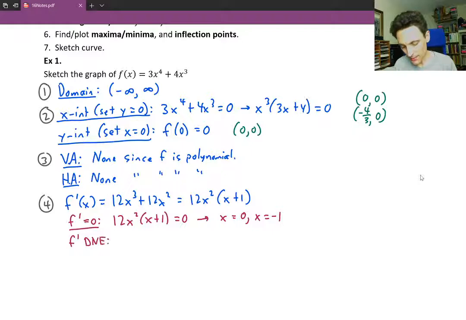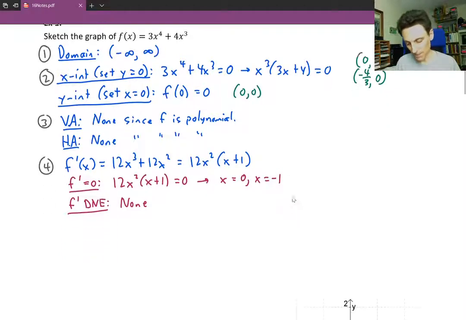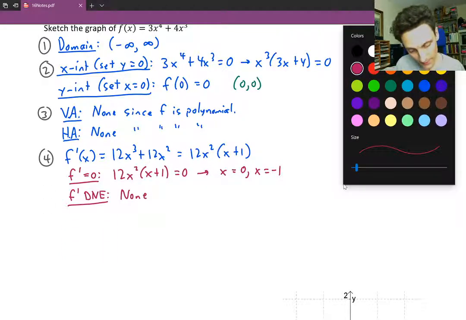Then we'll check to see if there are any places where the first derivative does not exist. And there aren't really any places where that happens because this is a polynomial for the first derivative and it exists everywhere. So first derivative exists everywhere. It's defined everywhere.